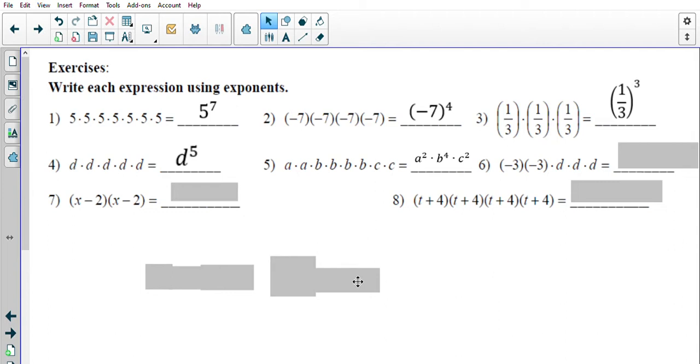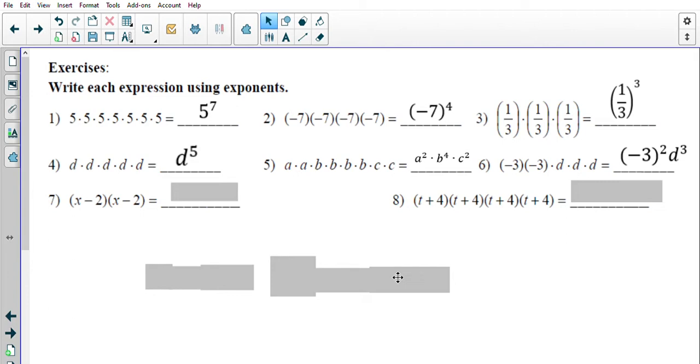We have a to the 2nd times b to the 4th times c to the 2nd power, or just a to the 2nd, b to the 4th, c to the 2nd power. All right, number 6. We have 2 different bases here. Negative 3 is our first, and it's got to go in parentheses because it's a negative number. So negative 3 to the 2nd power, followed by d to the 3rd power. We also call that d cubed.